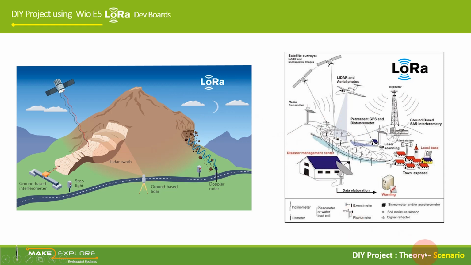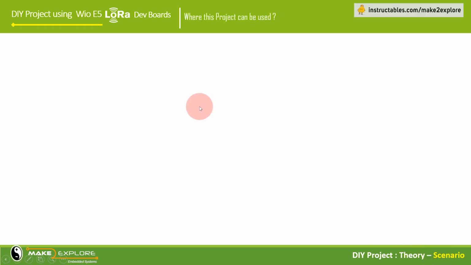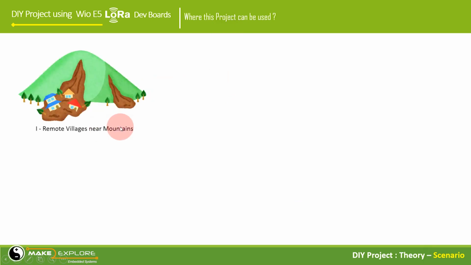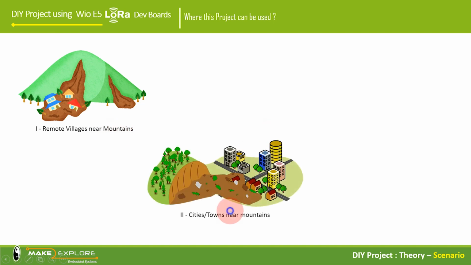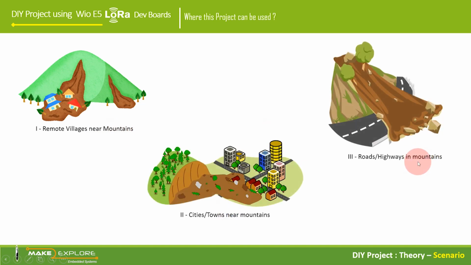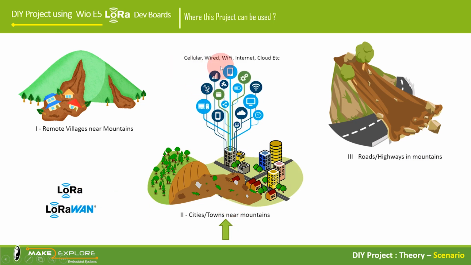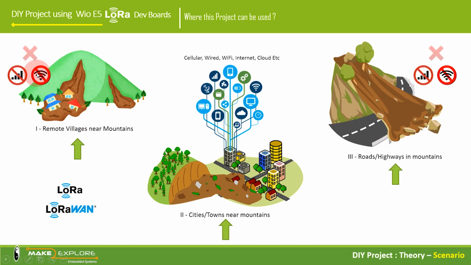Let's see the scenarios of the project's application. We will consider 3 main cases. First, landslides occurring at remote villages near mountains, cities or towns near mountains, and roads or highways passing through hilly regions. If we consider the city's case, then use of LoRa WSN or LoRaWAN will be unnecessary here because other faster and more reliable wired or wireless communication services like Ethernet, GSM, 5G, Wi-Fi will be available near this town. But for the other 2 scenarios, there may be a lack or unavailability of cellular or Wi-Fi networks.